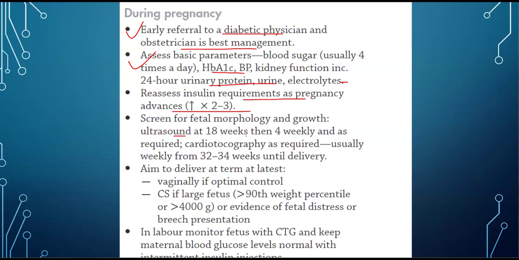And you need to assess the baby for any fetal abnormality. So the baby will get ultrasound from 18 weeks and every 4 weeks thereafter. The aim of delivery would be vaginal, but if the baby is very big, like more than 4 kilos, in that case C-section will be indicated.